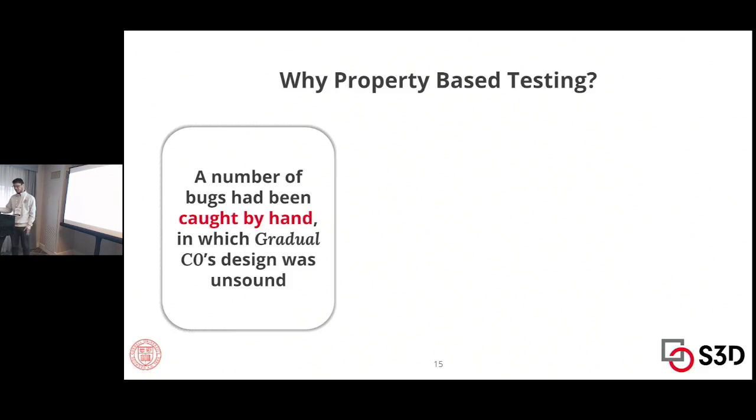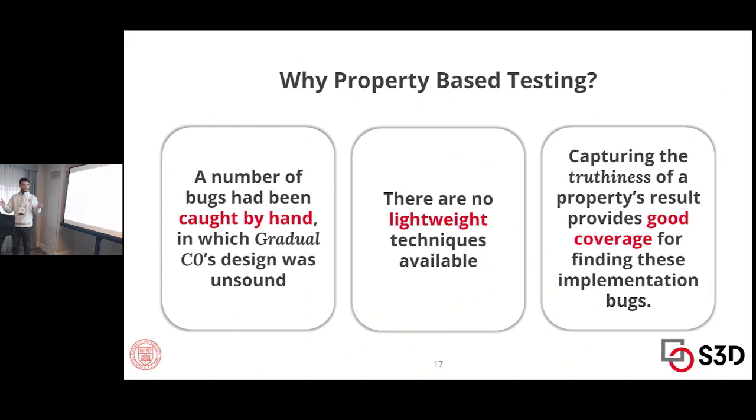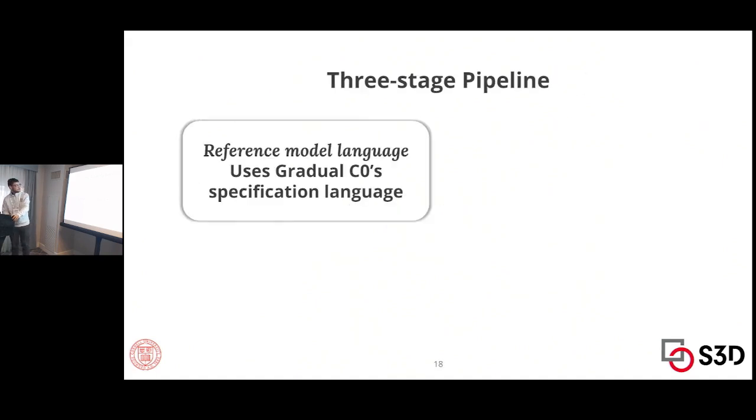So why use property-based testing? Well, a number of bugs had been caught by hand because there's no automated tool to catch these bugs. So this is an automated method to do so. Then, there are no lightweight techniques available. And finally, capturing the truthiness of a property's result has been shown to provide good coverage for finding these implementation bugs. All right. So the property-based testing tool uses a three-stage pipeline.